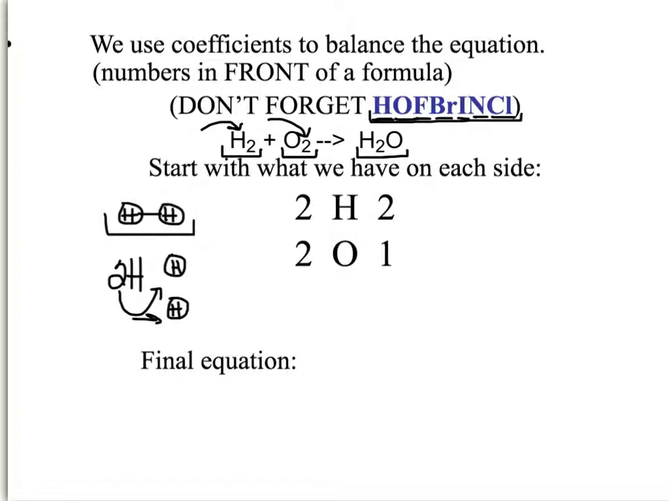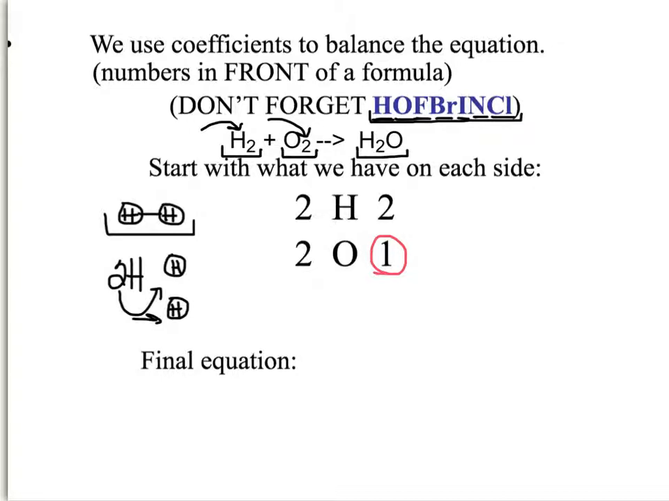We need to balance this equation so that we have the same number going out and in. Now, as I mentioned before, you cannot change these subscripts. This is a chemical formula. What we can change are the coefficients, the numbers in front. So we're going to start with the only thing that appears to be unbalanced right now, which is our oxygen.